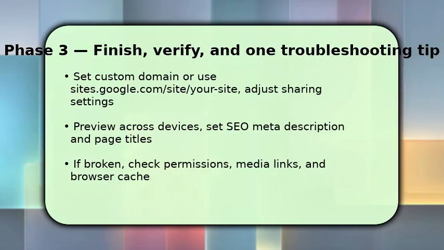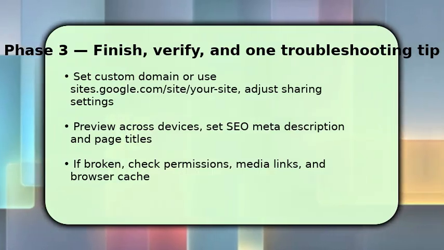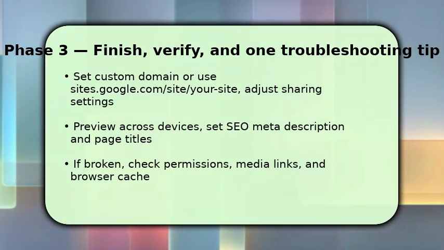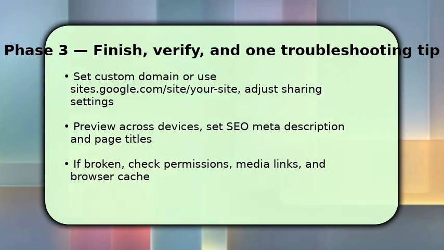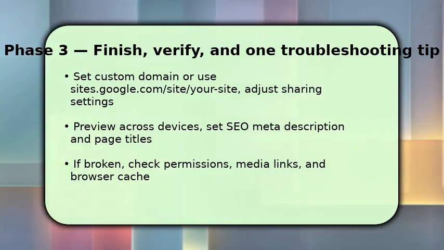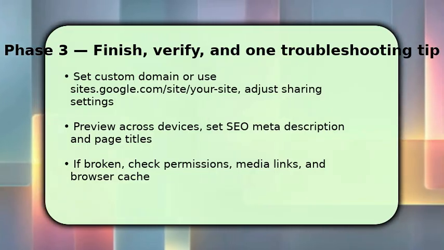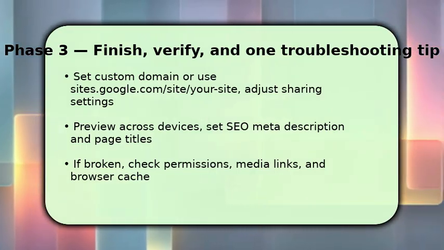Set your site address. Use the built-in URL or connect a custom domain. Verify sharing and publish permissions before you go live. Add SEO-friendly page titles and a concise meta description so people find you. Once published, test links and forms.